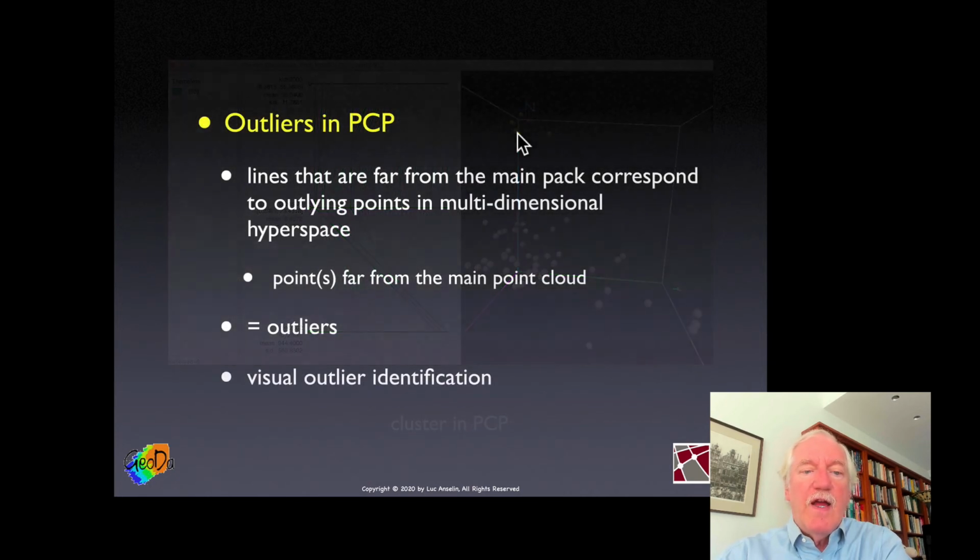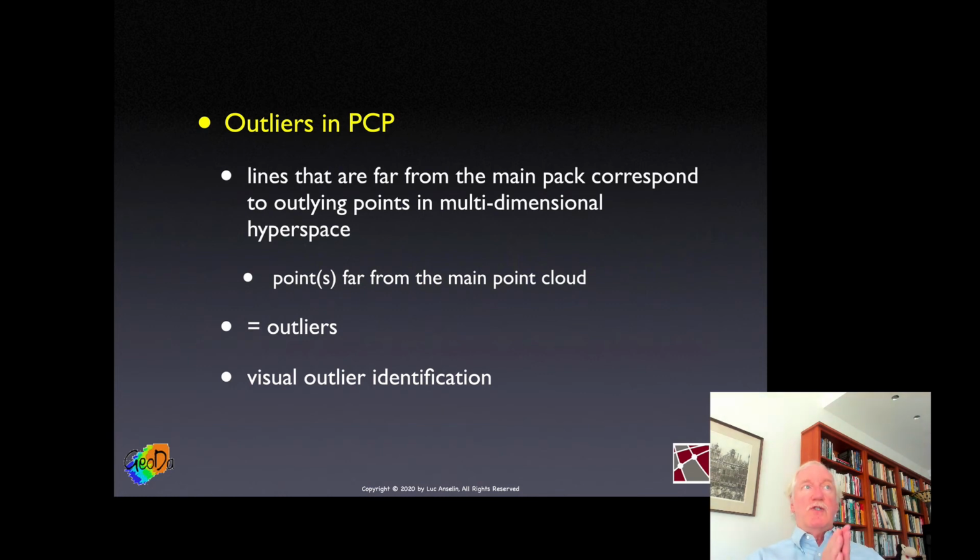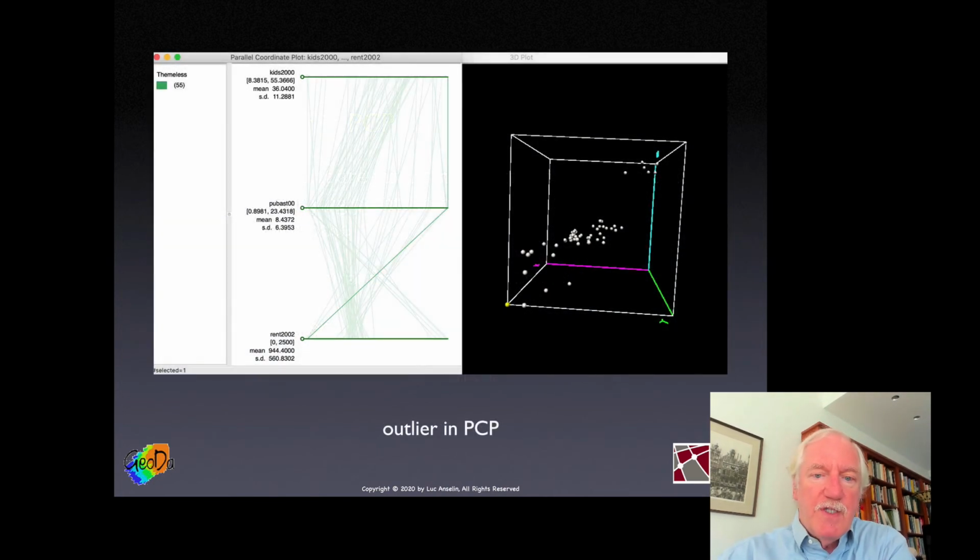Then the notion of an outlier is the opposite. So whereas clusters are lines that are close together and follow the same path, an outlier is a line that is far away from the main pack. And that is the counterpart to a point that is far away from the core of the data cloud in a high dimensional hypercube or hyperspace. So just like we had visual cluster identification, we now have visual outlier identification. And let me again illustrate this in a 3-dimensional example, the same example.